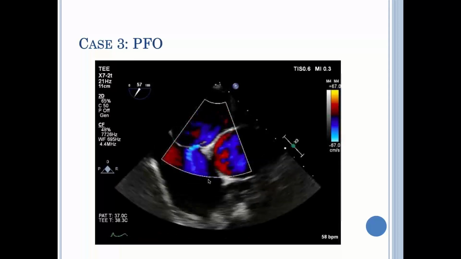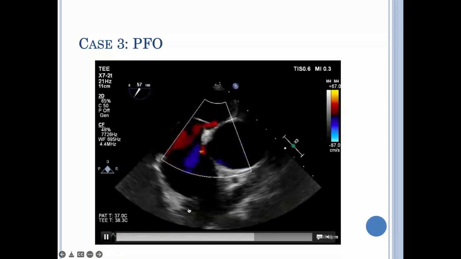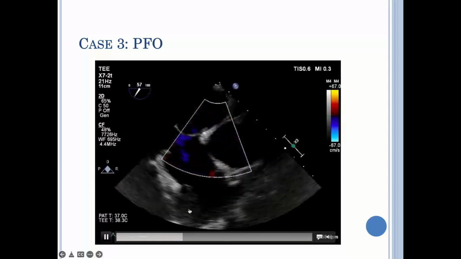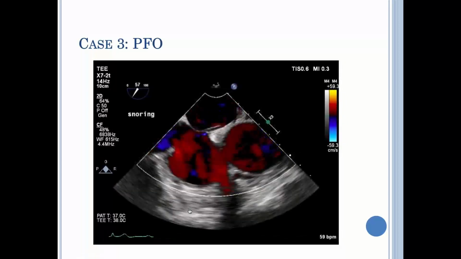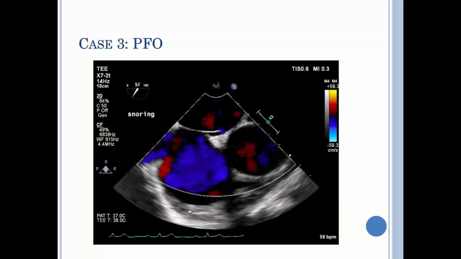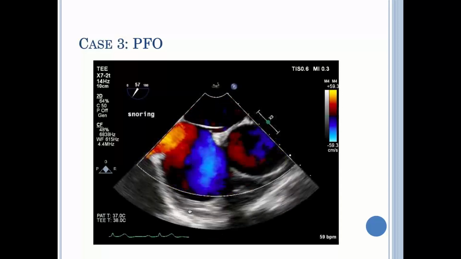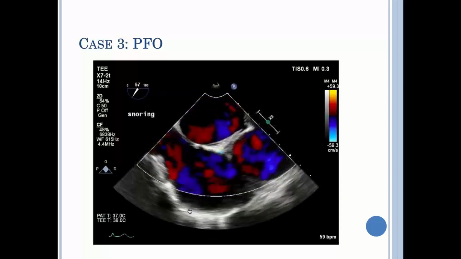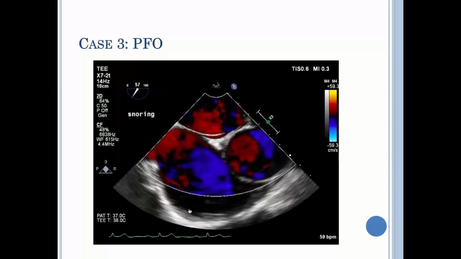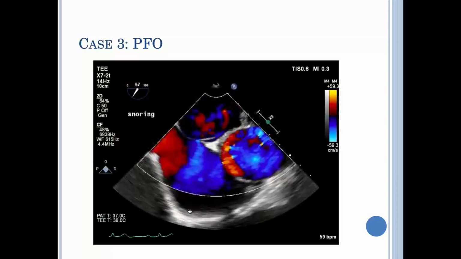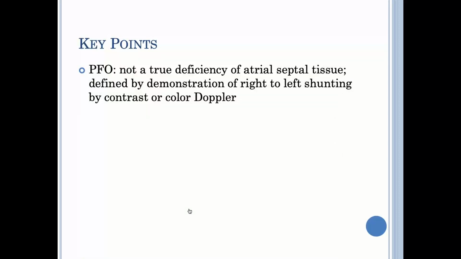and I'm not sure the pointer is visible, but it's very clearly seen in the middle of the screen. And if you wait for it, you can see the reverse direction of shunting in this case with snoring. So I'll just finish off with a few key points.